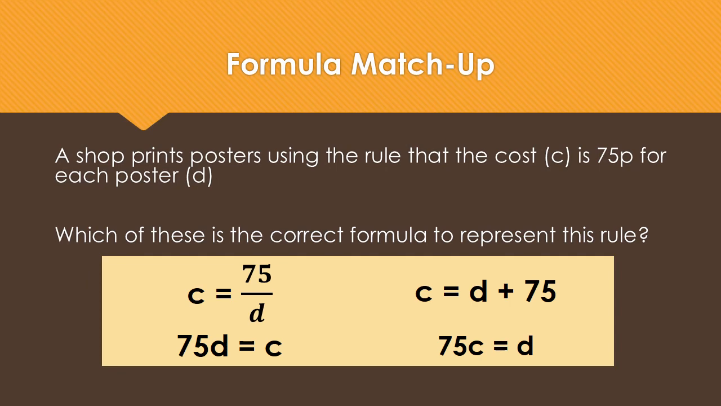A shop prints posters using the rule that the cost is 75p for each poster. So if you want a poster, you're going to have to pay 75p per poster. Now, which of these is the correct formula to represent this rule? For the cost, we're going to represent the cost using the letter C, and we're going to represent the poster using the letter D. So have a look at the formula shown on screen and choose the correct formula to represent this rule.